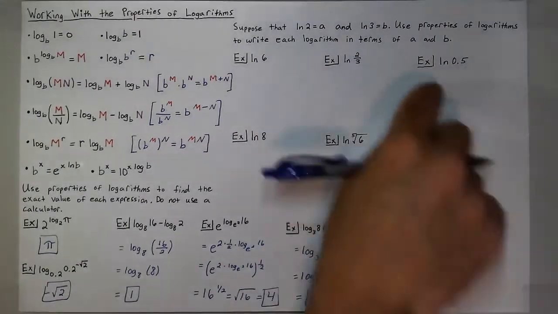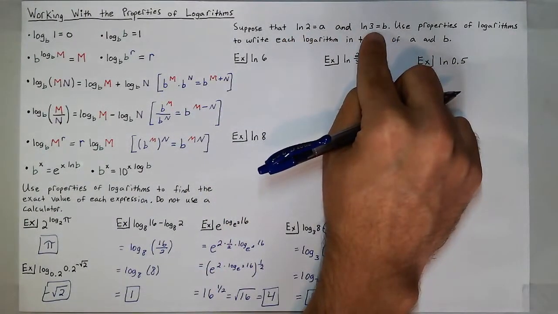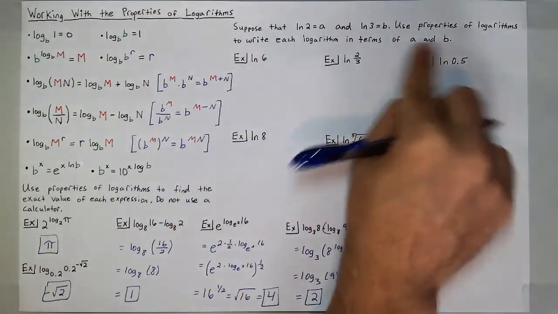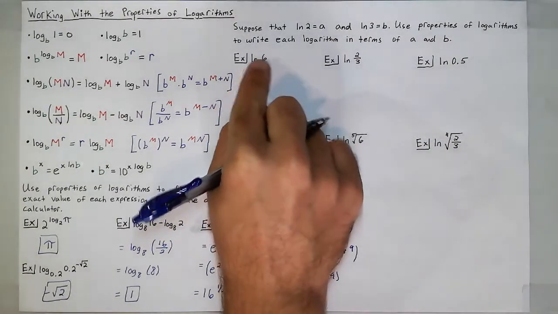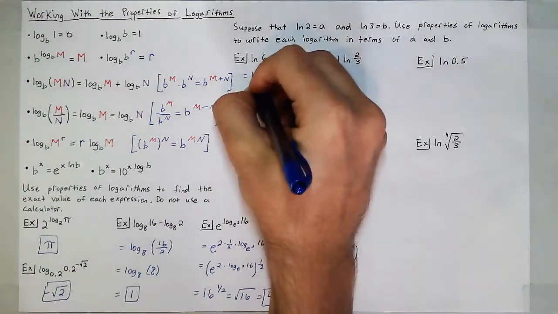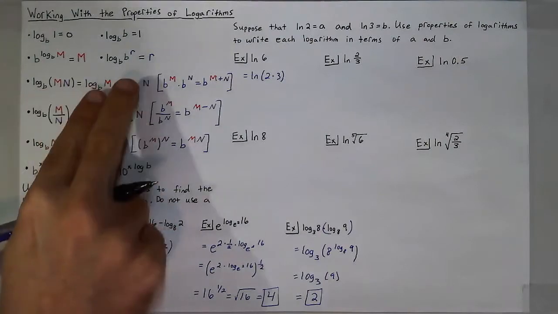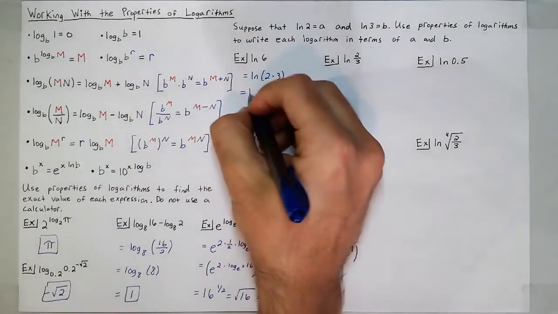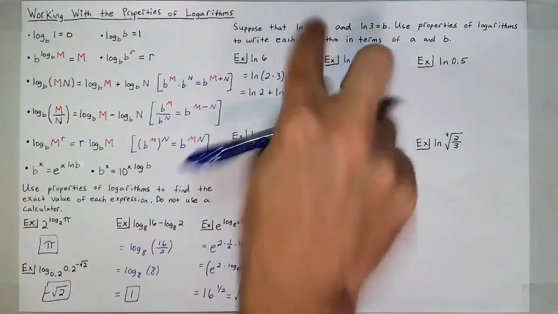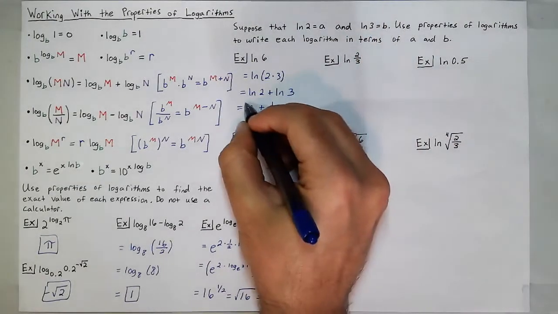Now for these next examples, we're going to suppose that natural log of 2 is a, and natural log of 3 is b. And then we're going to rewrite these expressions to be in terms of a and b. So if I'm looking at natural log of 6, 6 is also known as 2 times 3. So I'm going to write natural log of 2 times 3. And using my product property, I can separate that into two separate logs, natural log of 2 plus natural log of 3. And since I know that natural log of 2 is a and natural log of 3 is b, that can just become a plus b.